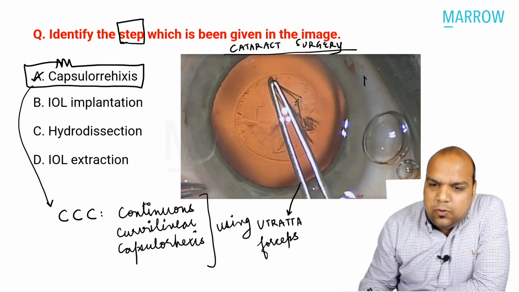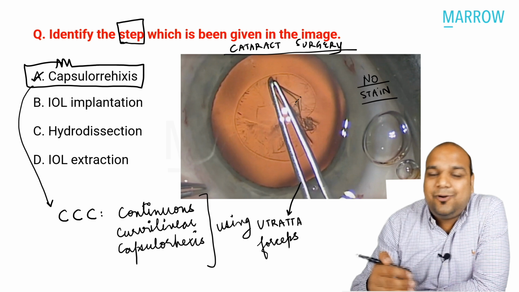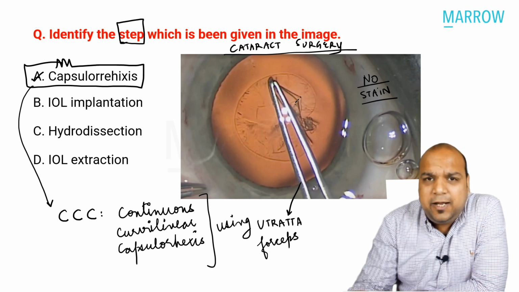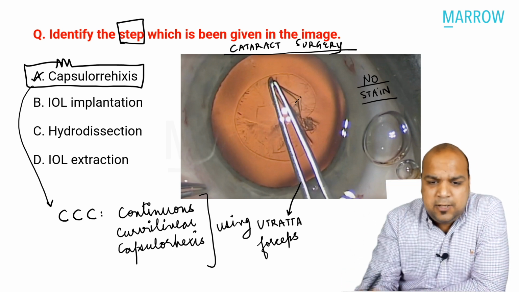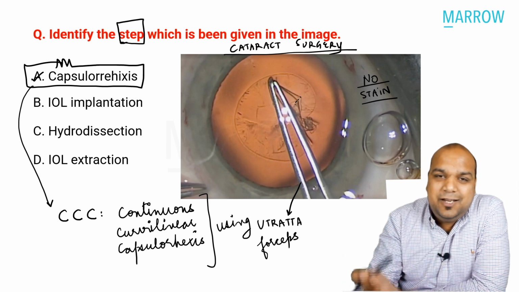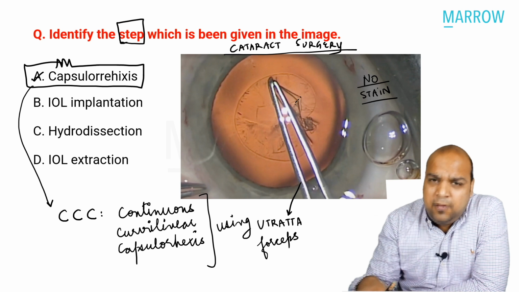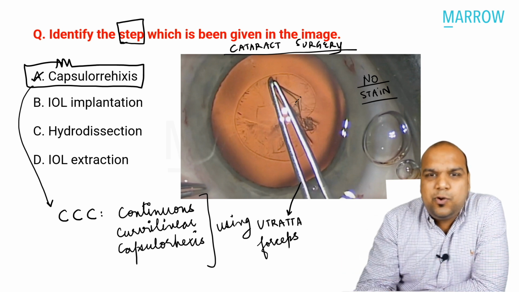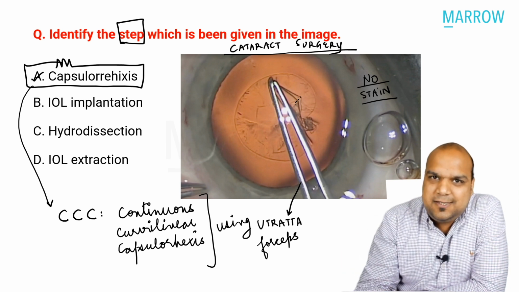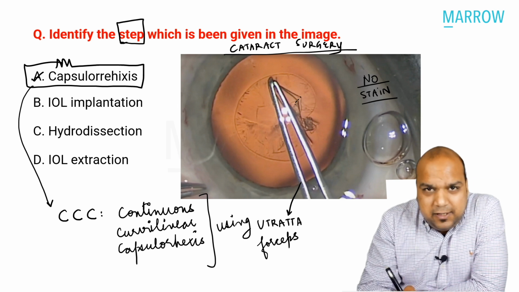There is no staining here, everybody. So this surgeon does not stain, and without that, based on the fundal glow, you can see a yellowish brown or a reddish, orangish glow coming. That is from the fundus. So against the fundal glow, without staining the capsule, you can also create a capsulorhexis. I hope we are pretty clear about this.